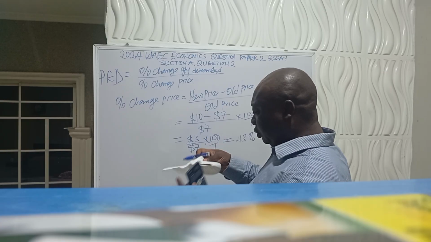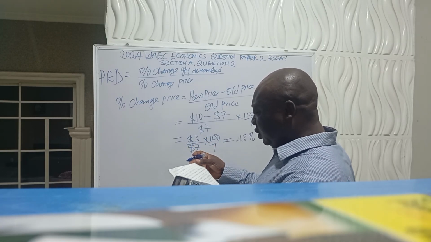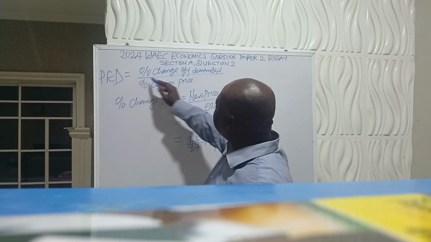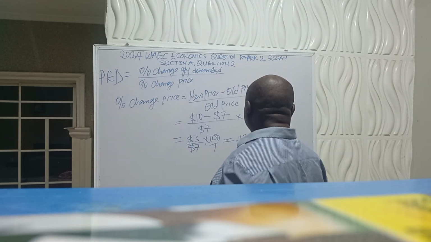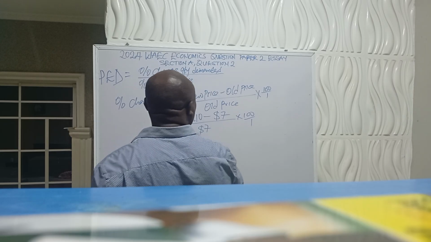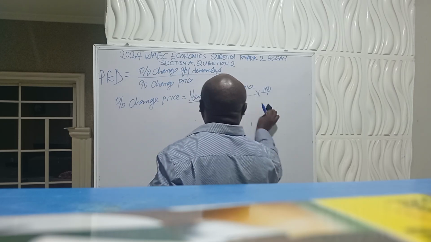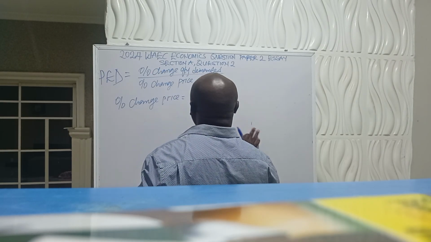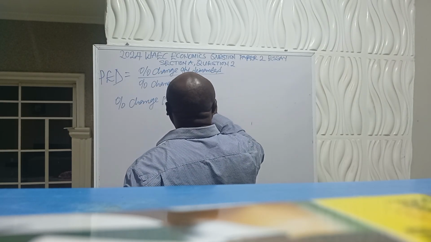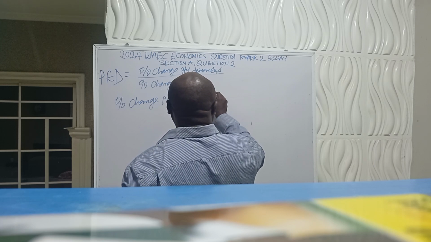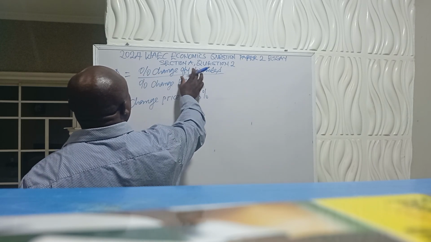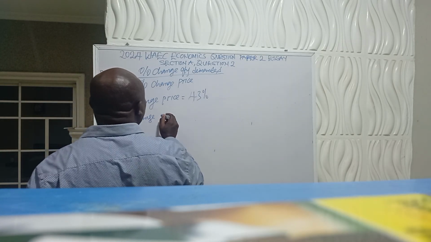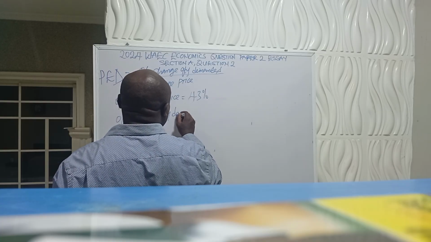Now for the second question, which we have written down, we have to calculate percentage decrease in the quantity demanded. So we use this, but I have to clean this first. Don't forget, for the percentage change in price, we got 43%. So write it somewhere. Now, percentage change in quantity demanded. So that is the next thing now. Percentage change in quantity demanded.